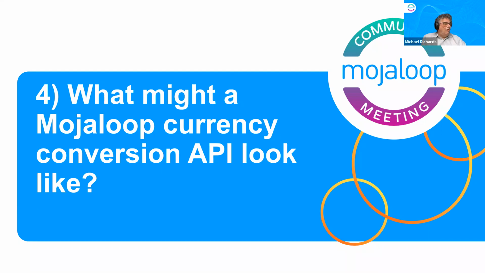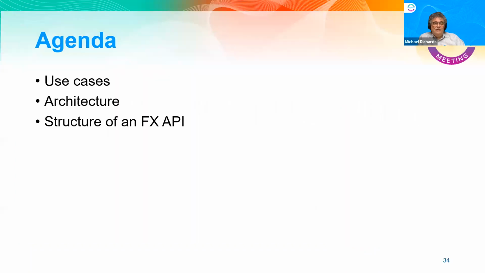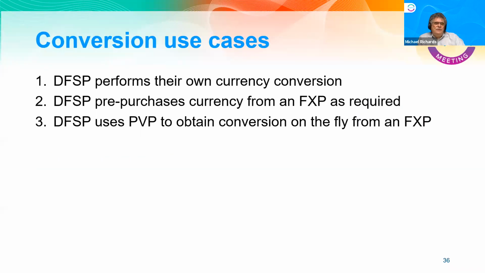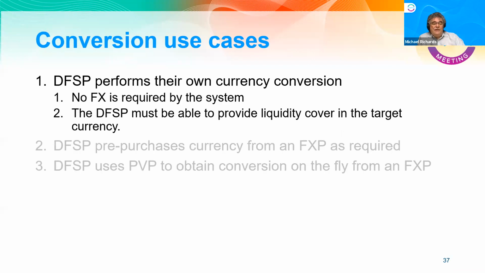So now I want to move on to the questions of what a currency conversion API might look like. I want to talk about use cases, about architecture, and about a proposed structure of an FX API. So what sort of conversion use cases do we need to think about? First of all, there might be one where the DFSP performs their own currency conversion. And in that case, there's no FX in the system. The only requirement is that the DFSP must be able to provide liquidity cover in the target currency. So that's relatively simple. We don't really need to do anything to the system to support that.